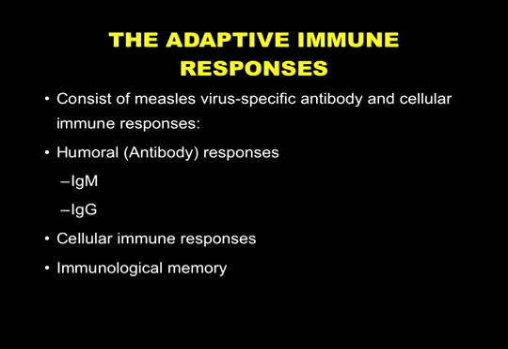And then for the adaptive, this consists of both the humoral, or the antibody-mediated, as well as the cellular immune responses. And in the humoral, you have a production of the measles virus-specific antibodies. Initially, you have immunoglobulin M produced, but later on there's a switch to the IgG subtype, mainly 1 and 4.